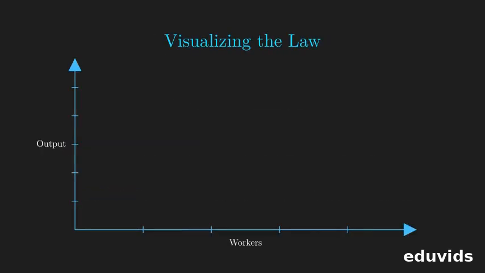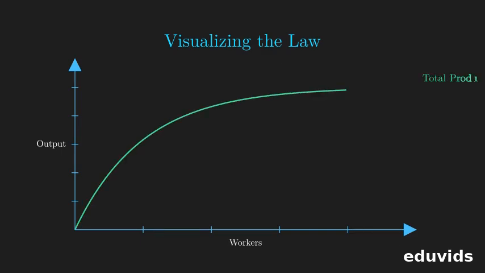As we add more workers to our fixed farm, total product will increase, but the rate of increase will slow down. The marginal product, or the output from each additional worker, will start to decrease. This decrease in marginal product is the core idea of diminishing returns. Even the average product, the total crop divided by the number of farmers, might eventually start to fall.